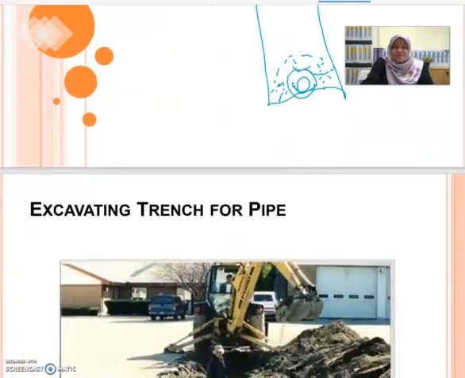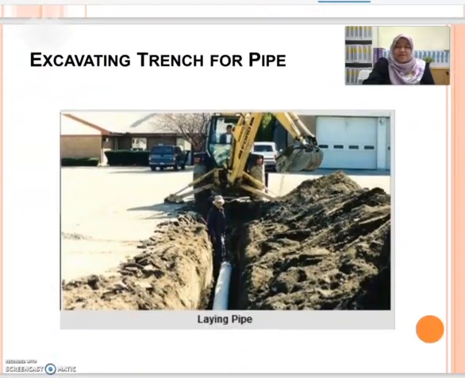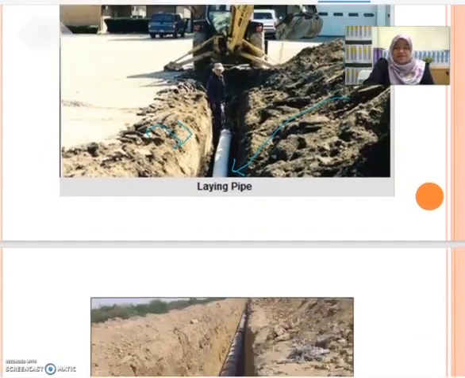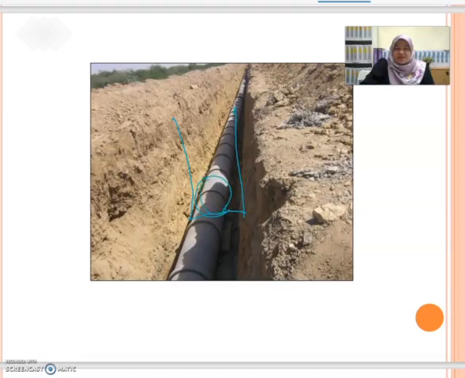Okay, so excavating trench for pipe, it requires the works of laying pipes as mentioned to you and excavating the trench. This is how it looks like. Okay, you have your trench here, excavation, and you have your pipes here. And this is the ground level.